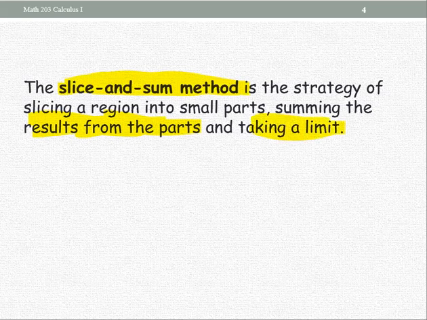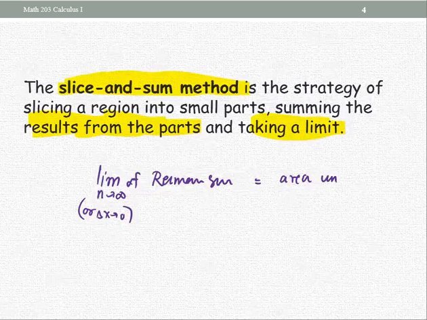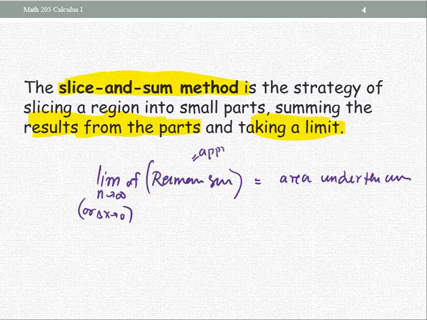And if you take the limit of the Riemann sum as n approaches infinity or as delta x approaches 0, it's going to be the area under the curve. If we don't take the limit, the Riemann sum is just an approximation. When we take the limit, the approximation gets closer and closer to the exact area.